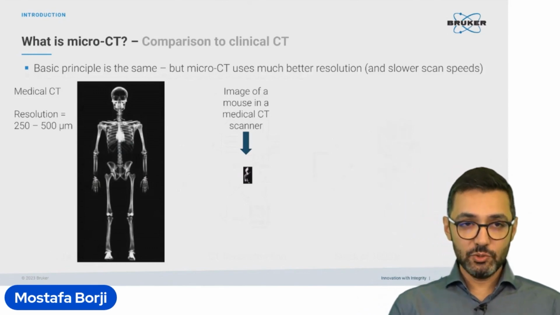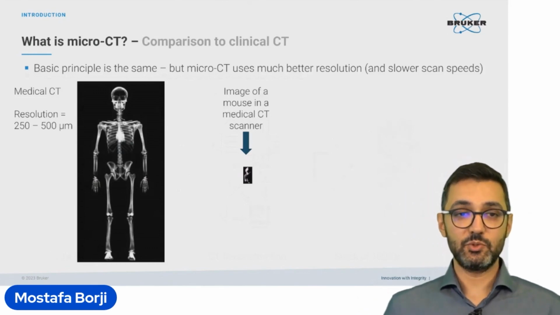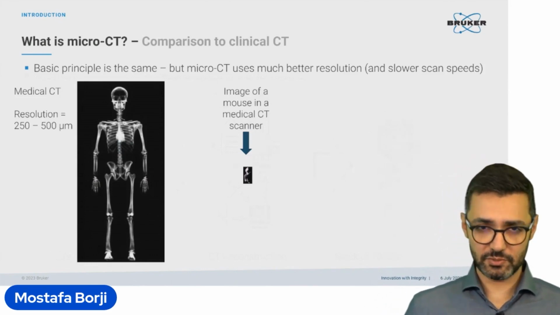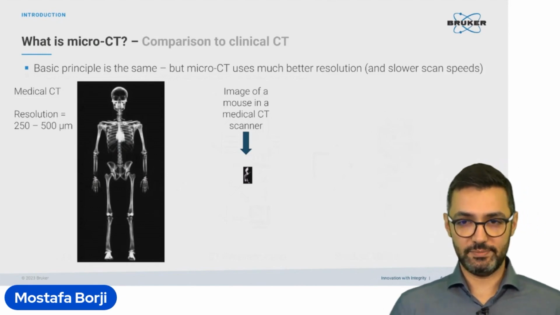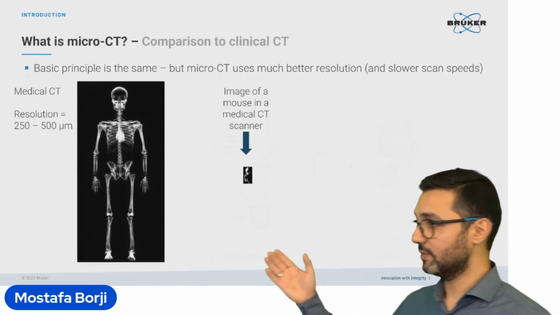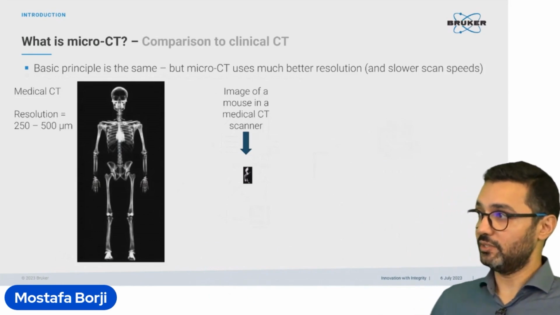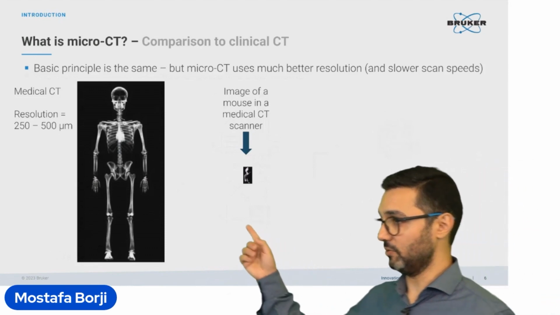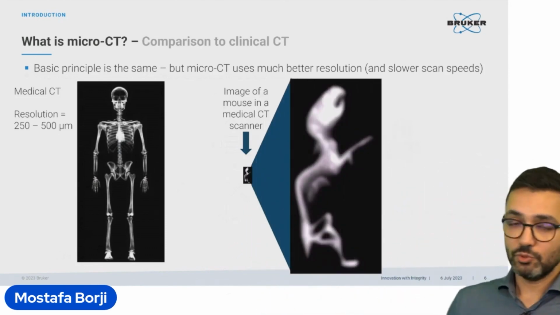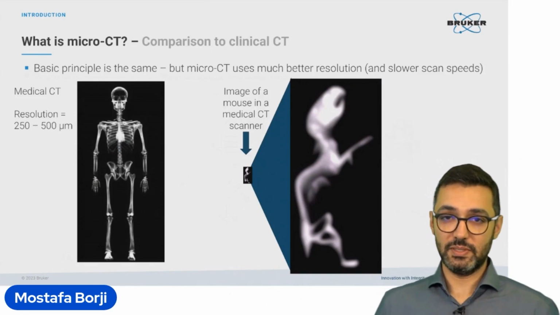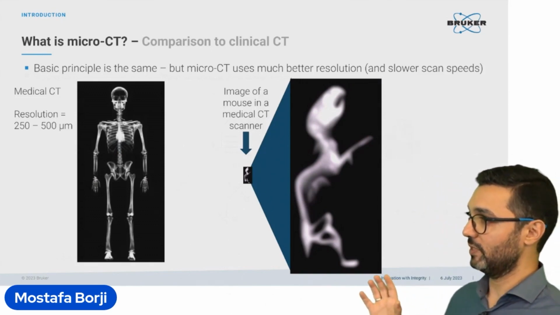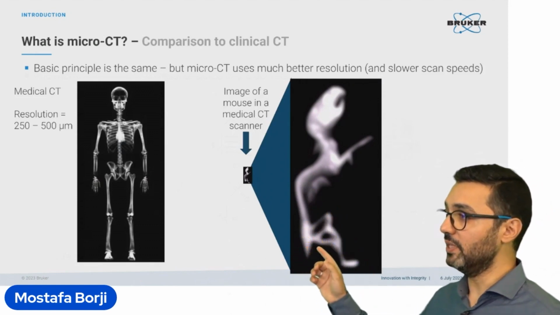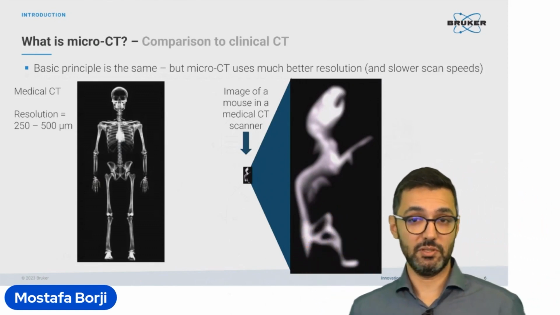The resolution in medical CT is around 250 to 500 micrometers. This resolution could be enough for the human body, since we are relatively large, but if we need to image a mouse in a medical CT scanner, then this resolution might not be enough. In such an image, when the resolution is not enough, we will have a kind of blurry image which does not give us many details.